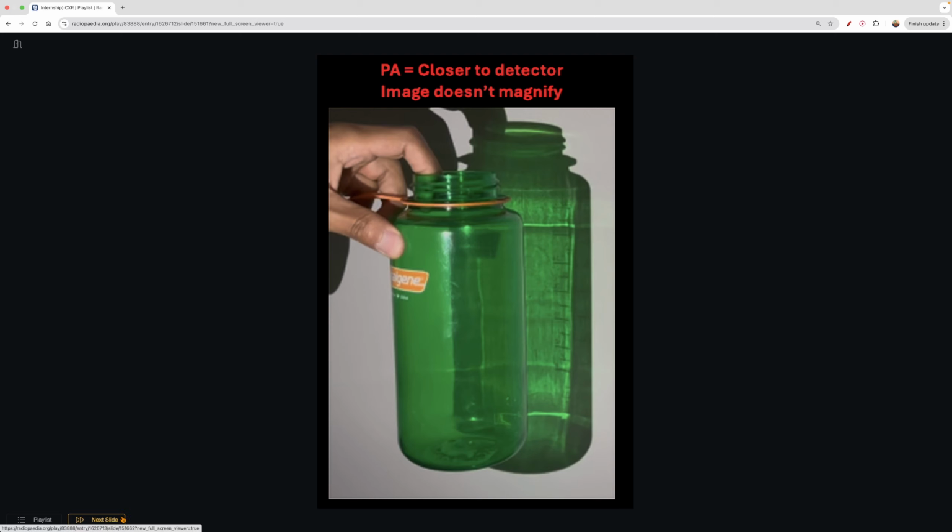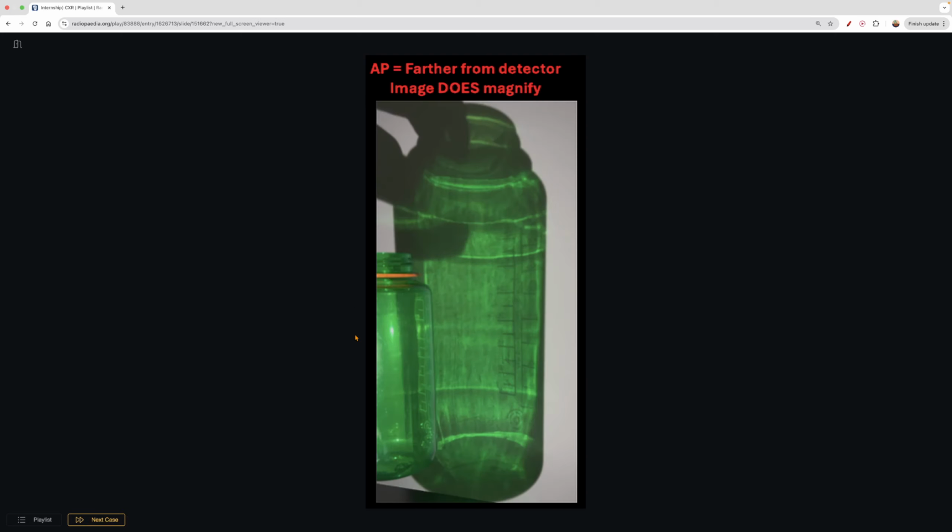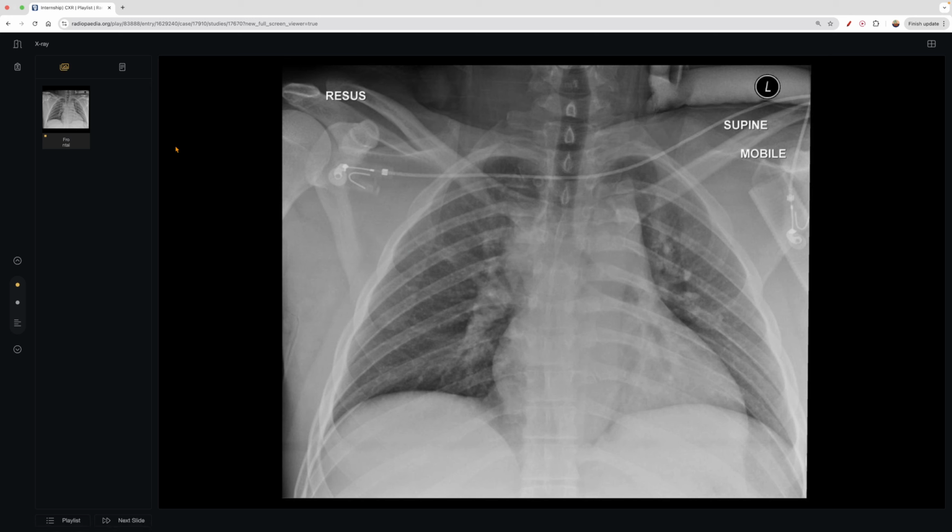As we go to the next slide, you can see how much bigger it is by just moving the bottle back a little bit more towards the left. So if this were the patient, again, and the detector, you'd see the heart looking more enlarged. The farther away from the detector, the more the image becomes magnified. And that's why it's important to remember the projection of the radiograph, because it's going to clue you into whether something is pathologic or not.